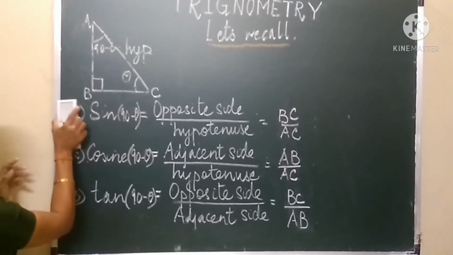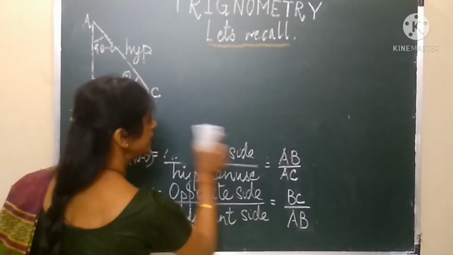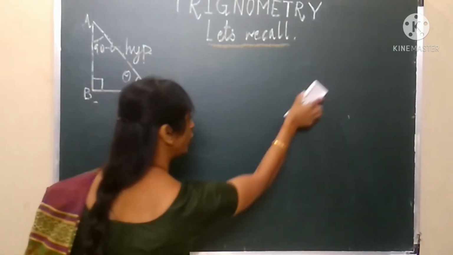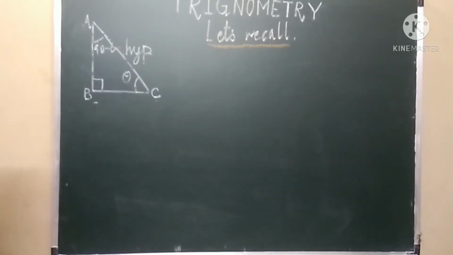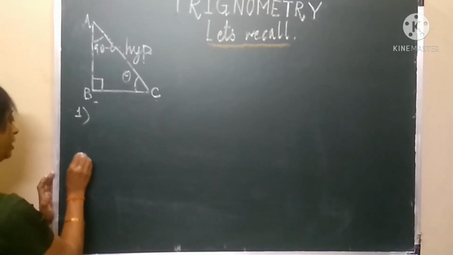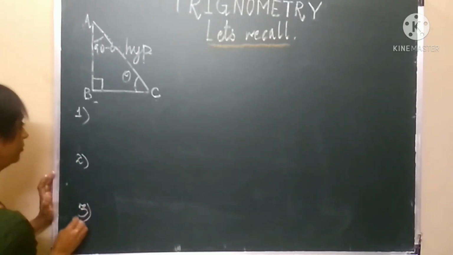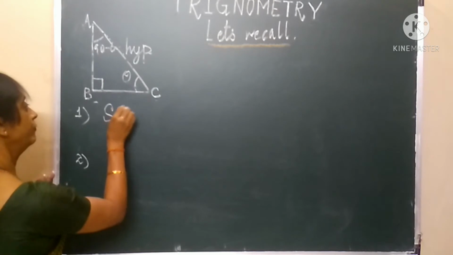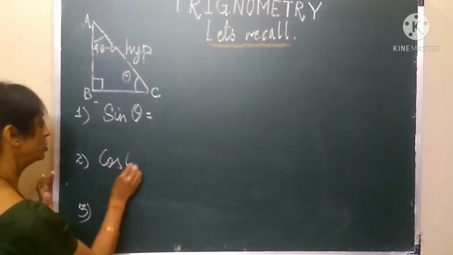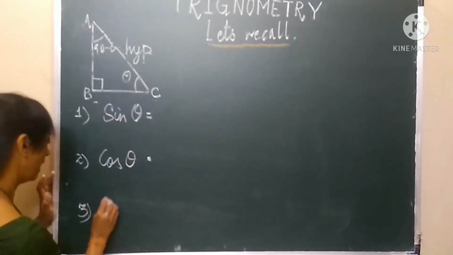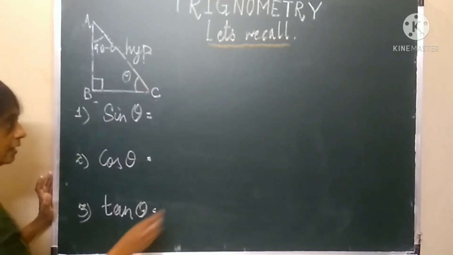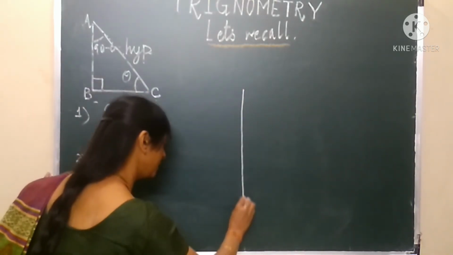Now children, let's move on. If we see the 6 answers that we got, let's find out the relation which we have already studied earlier. I will write down over here the first ratio, the second ratio and the third ratio, right? Sine of which angle? Theta. Cos of which angle? Again theta. And tan of which angle we found out? Again theta. What were the answers? Let me write it down.